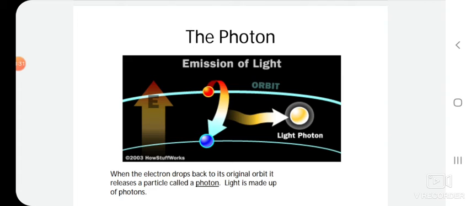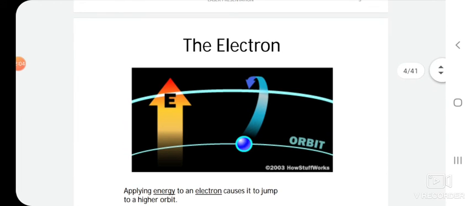Initially, the inner orbital electron absorbs some extra energy, it gets excited and it moves to a higher orbit. It stays there for some time and again comes back to a lower orbit by emitting some energy in the form of light, and that light is made up of photons. A simple process. So this is the emission of light.